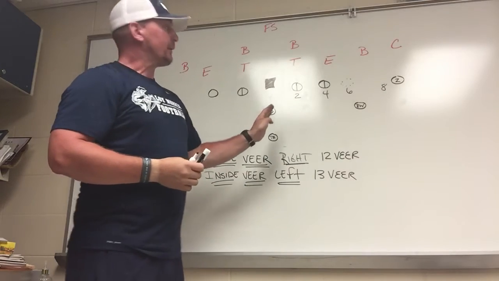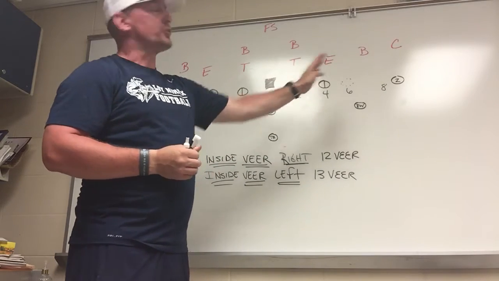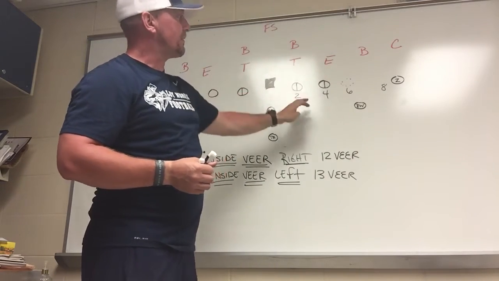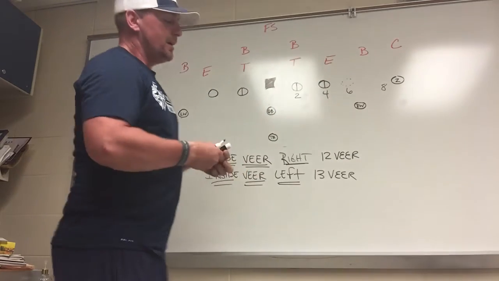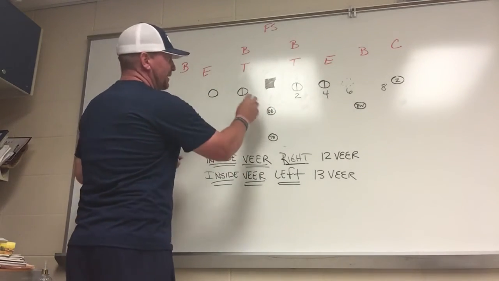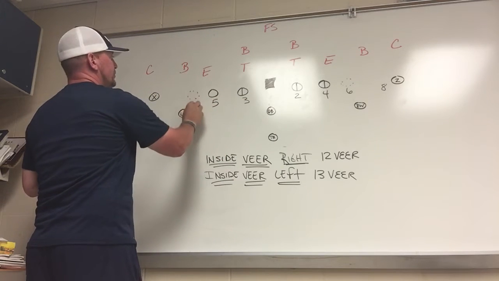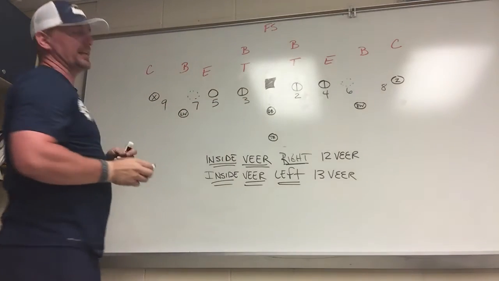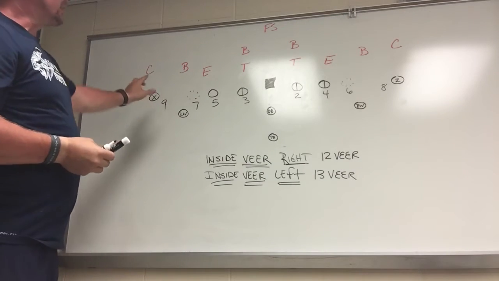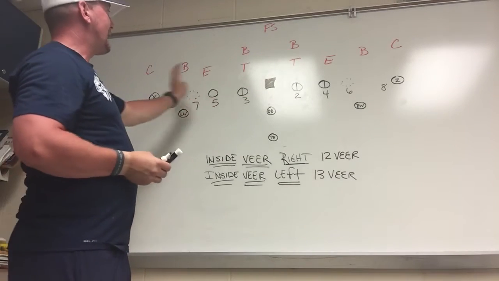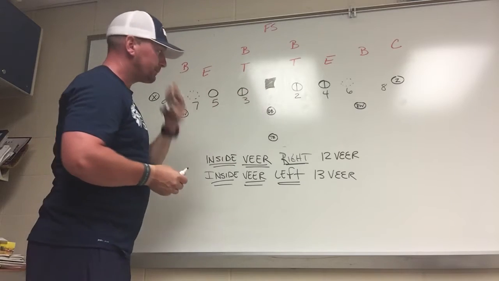So if you notice, everything to my right side, or to the offensive line's right side facing the defense, is all even numbers. If we go to the left, everything's an odd number. So we're going to go 3, 5, imaginary tight end here, 7, and everything outside is 9. So basically what we have here is evens to the right, odds to the left, and guys are numbered right here.